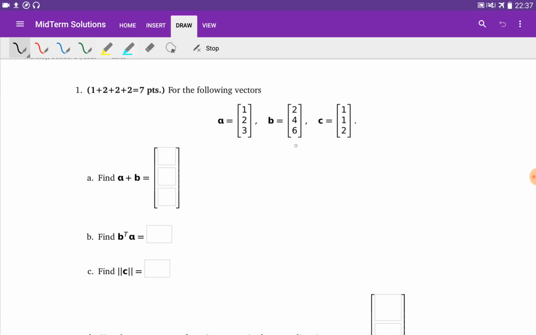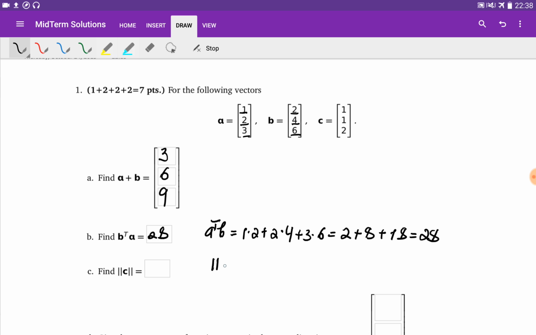If you're given the 2 vectors and you would like to add them, you need to add these 2 vectors component-wise. It is going to be 3, 6, and 9. So B transpose A is going to be the scalar multiplication of these 2 vectors, when we multiply the corresponding components all together and sum them. So it's going to be 1 multiplied by 2 plus 2 multiplied by 4 plus 3 multiplied by 6, or 2 plus 8 plus 18, which is going to be 28.